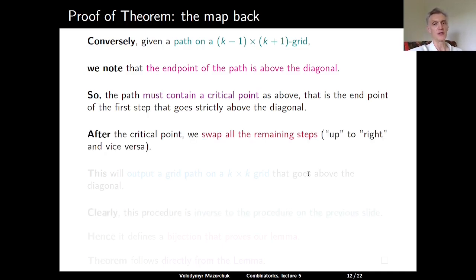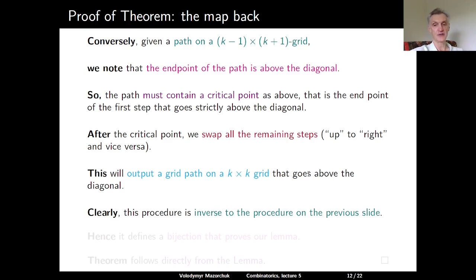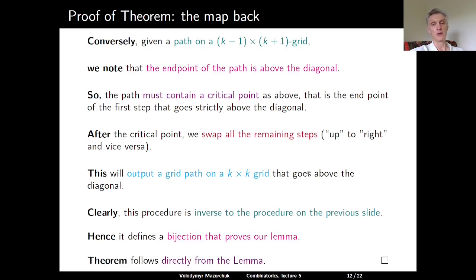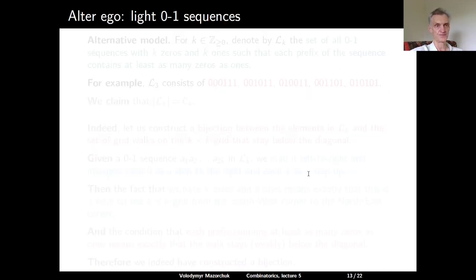Again, we take that critical point, and after that critical point, we swap all the remaining steps. We replace up by a step to the right, and we replace a step to the right by an up. And this will output a grid path on a k times k grid that goes above the diagonal because the critical point remains. And the two procedures are clearly inverse to each other, so by the rule of bijection, we get our lemma. And our theorem, of course, follows directly from the lemma. And this completes the proof of our enumeration of Catalan numbers.